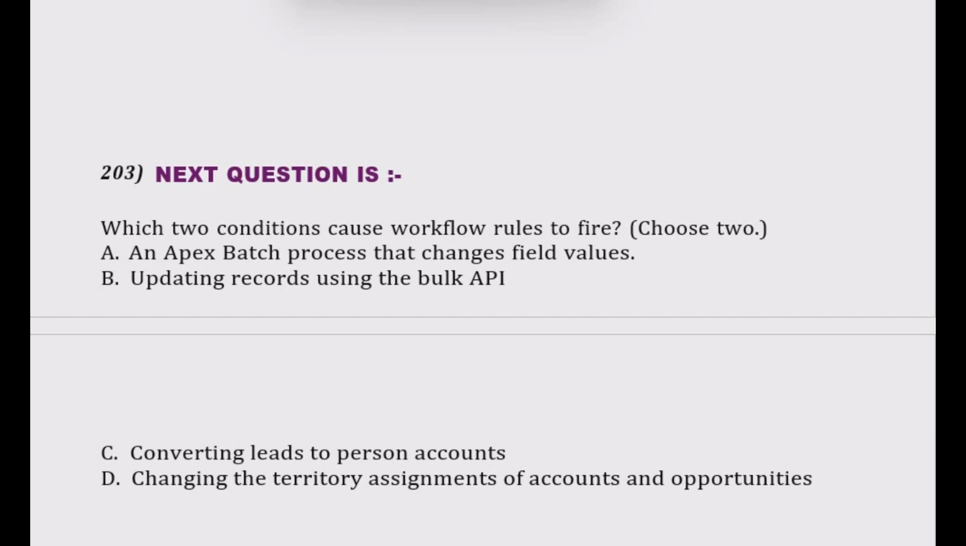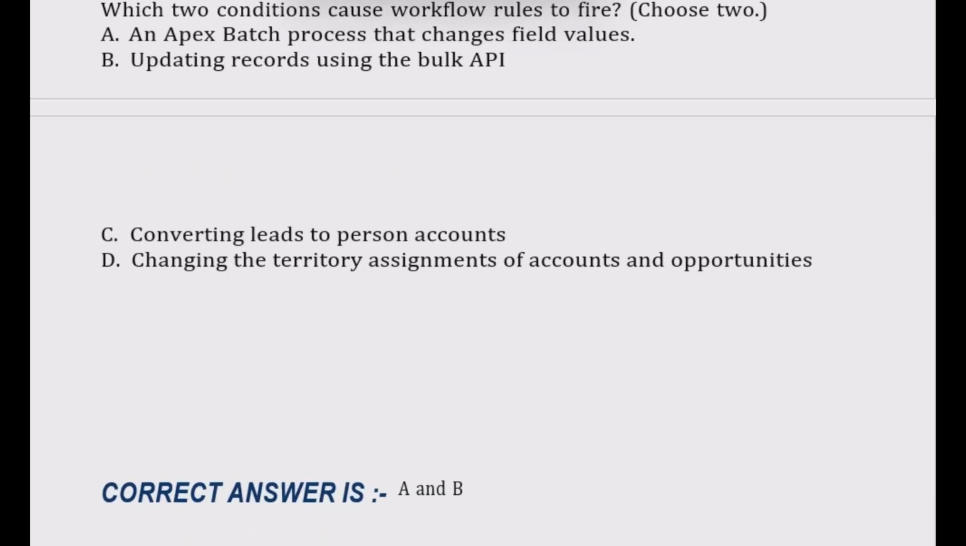Question is, which two conditions cause workflow rules to fire? Option A, an Apex batch process that changes field values. Option B, updating records using the bulk API. Option C, converting leads to person accounts. Option D, changing the territory assignments of accounts and opportunities. Correct answer is option A and option B.